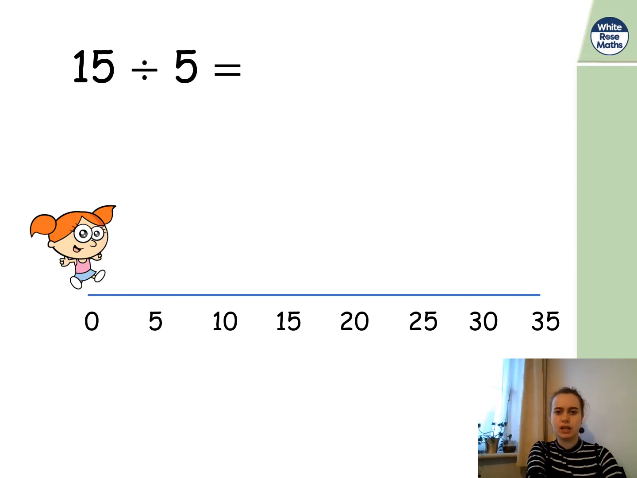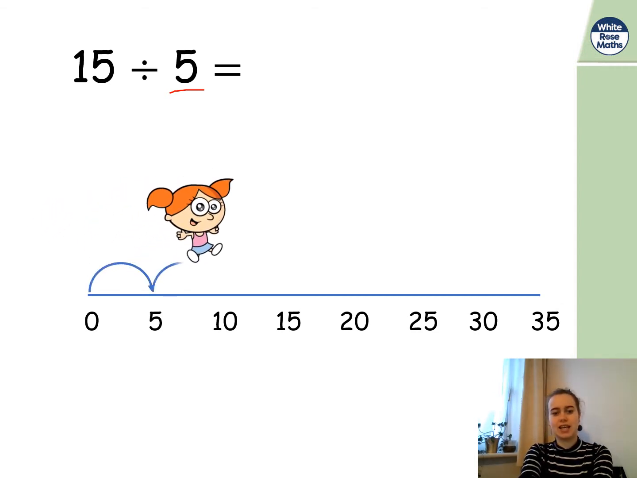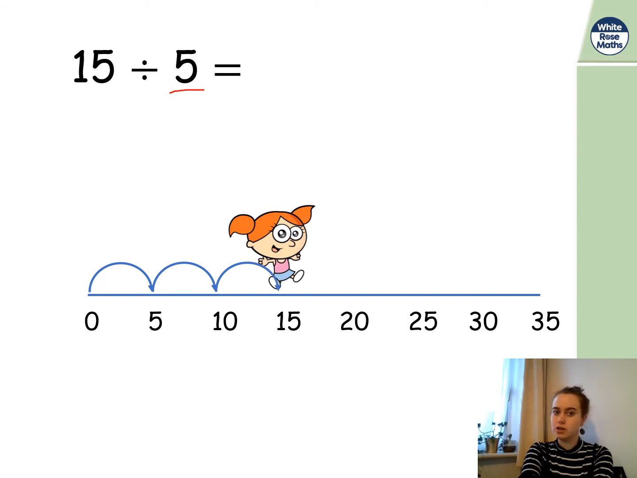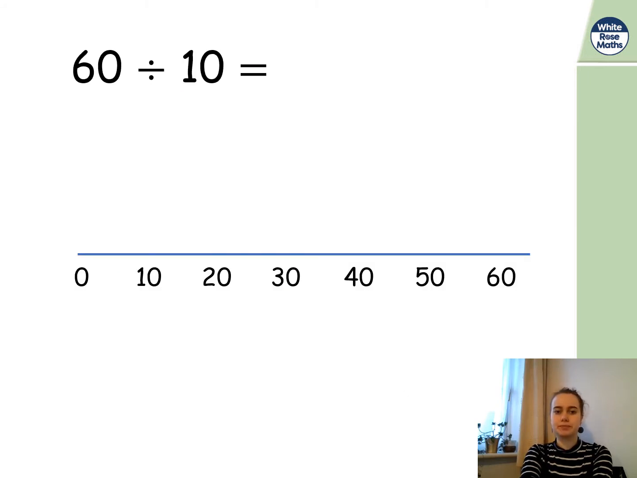How about 15? Now, we're not going to count up in 2s this time because we're dividing by 5. So we're going to count up in 5. So 5, 10, 15. How many jumps did she have to do? She had to do 3 jumps. So 3 jumps of 5 are equal to 15. That's the same as saying 15 divided by 5 equals 3.